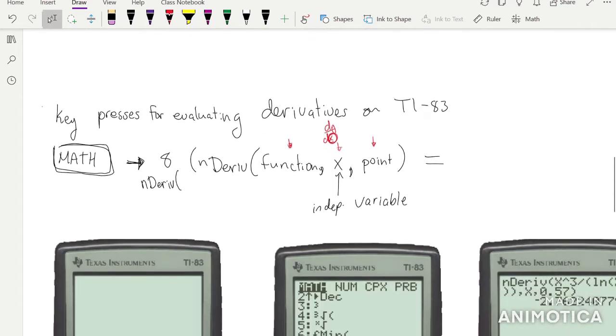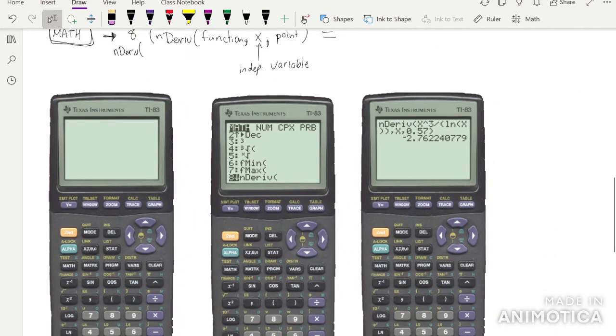To show you these 3 steps: number 1, on the TI-83 calculator, you press this math button right here. It brings up this window, and you can see it says math in the top corner. I scrolled down a little bit. It only goes up to 7, so you're going to look for this number 8. It'll say nderiv, which is the numerical derivative, I believe they said. You click that, and it'll open up this piece right here and open up the brackets.